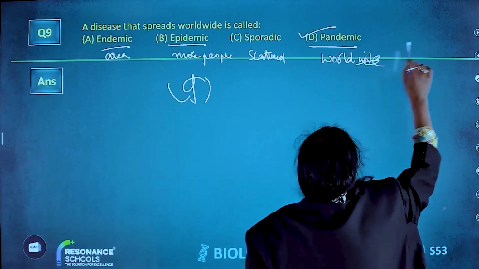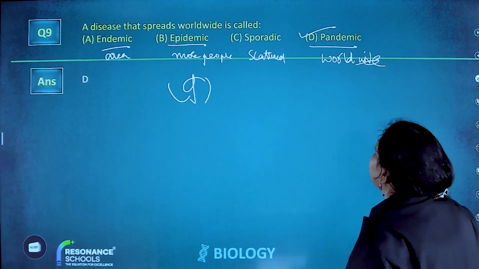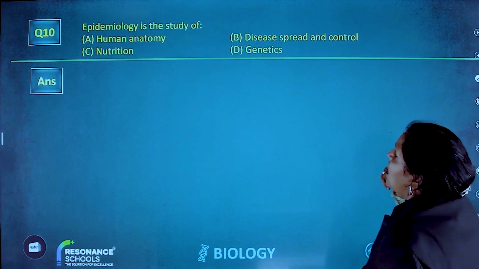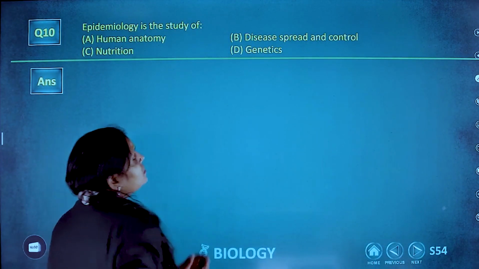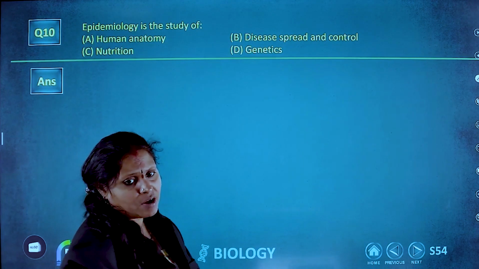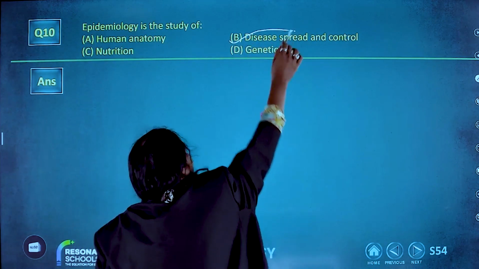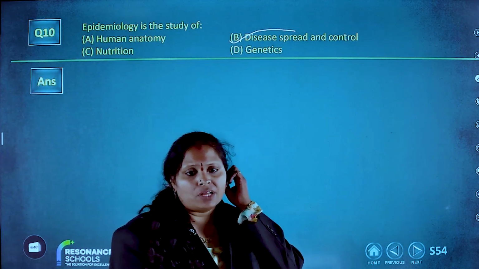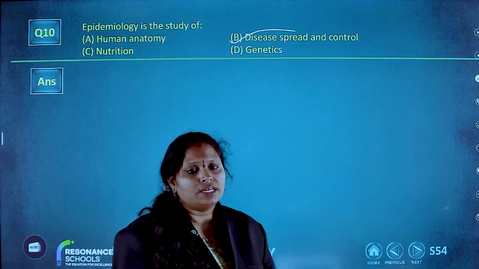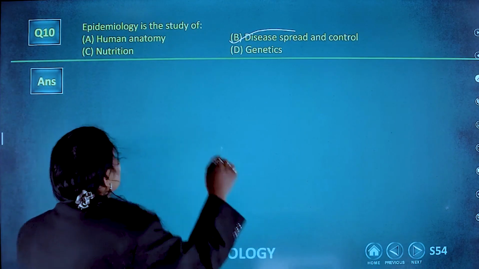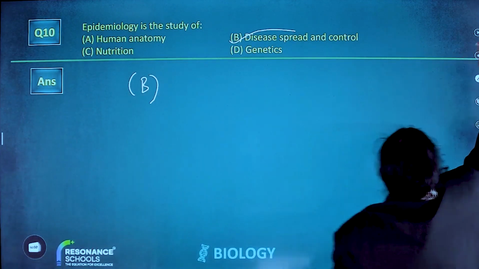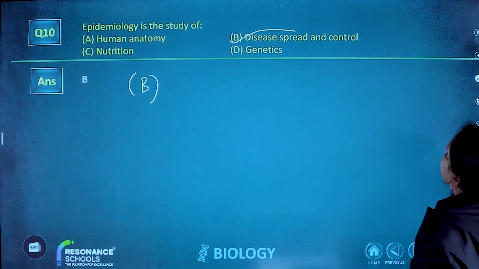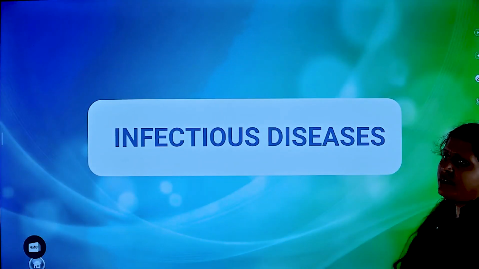Pandemic means worldwide. And coming to the last question of this worksheet, epidemiology is the study of what, children? Disease spread and control. B will be the answer. Yes, this is the correct answer. With this, we are done with the worksheet.